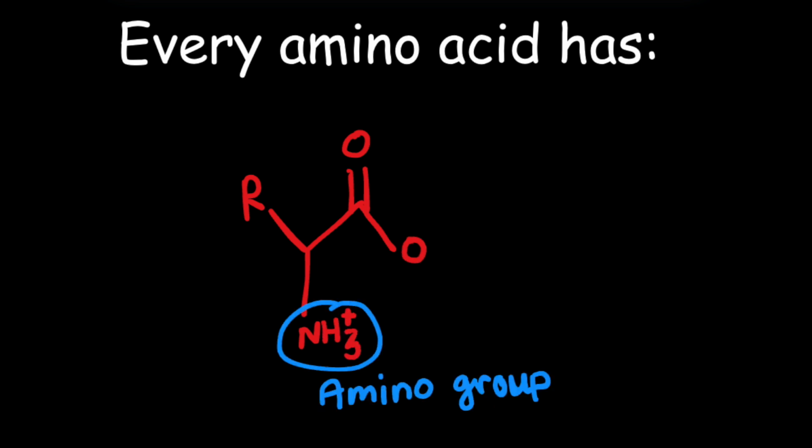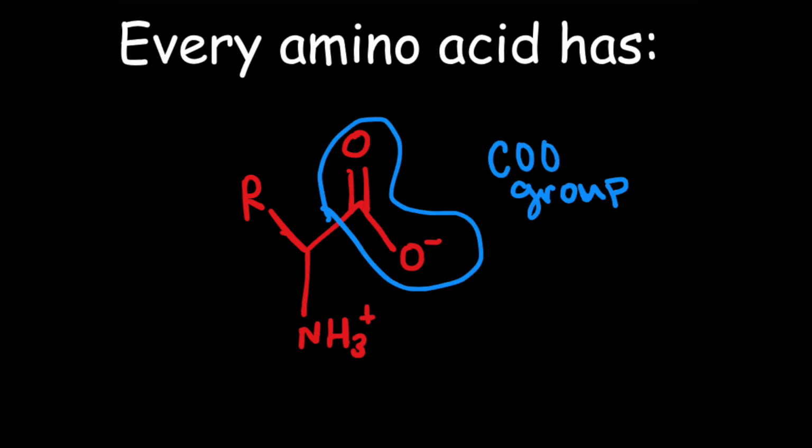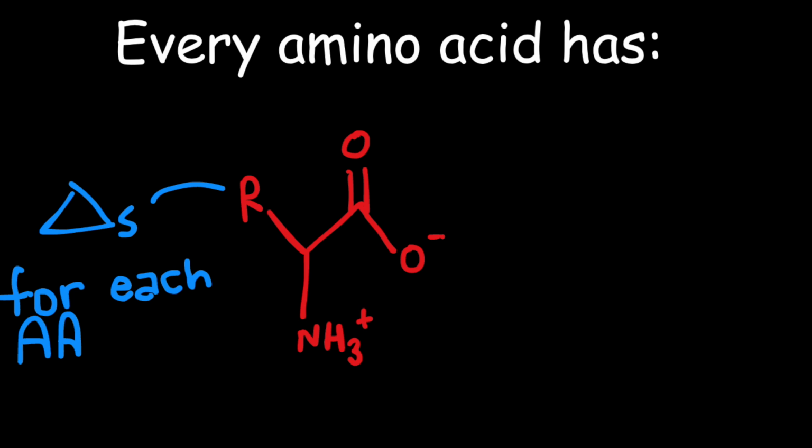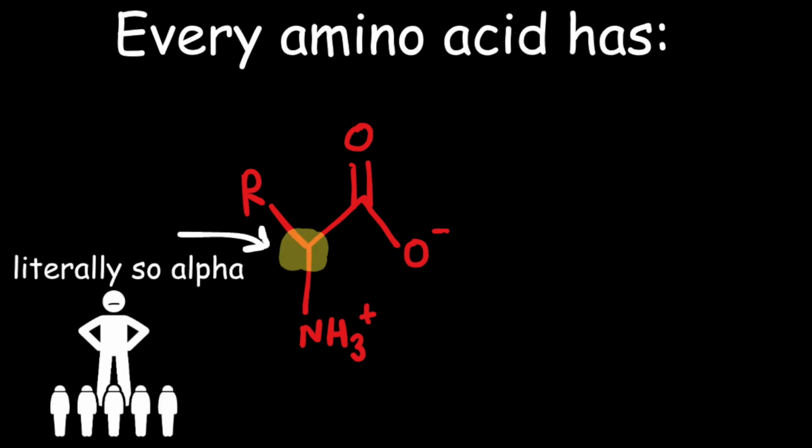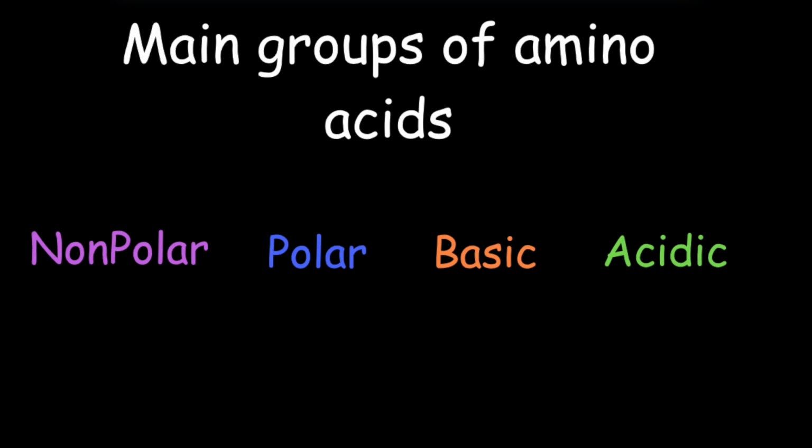All amino acids are also going to share some structural elements. They're all going to have an amino group. They're all going to have a carboxylic group. The R groups are where each amino acid is different. The R group, the carboxylate, and the amino group all are connected to the alpha carbon. There are 4 main groups of amino acids.